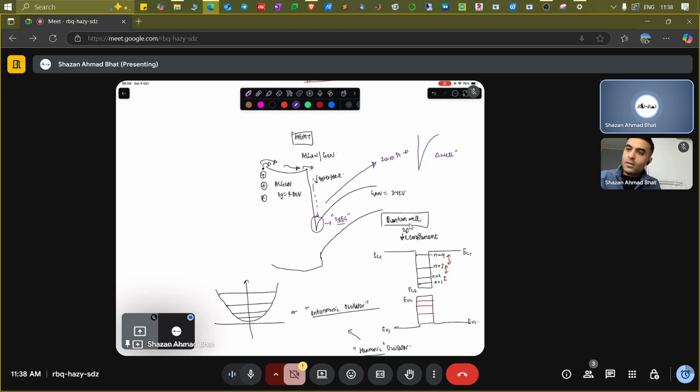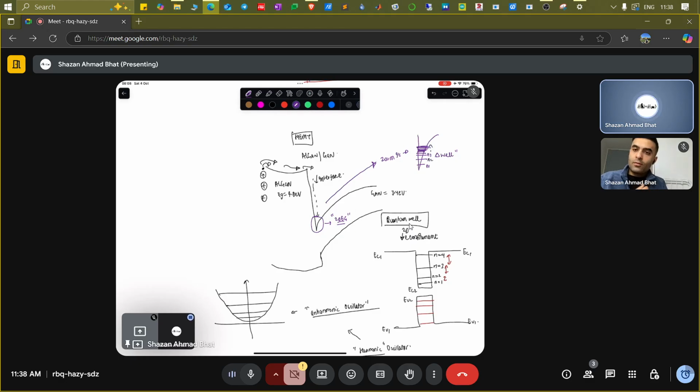And when you solve the Schrodinger equation for it, you get the energy levels something like n equals 1, n equals 2, 3, 4, 5, 6, and so on and so forth. So you know what's happening. This is n1, n2, n3, and so on and so forth.